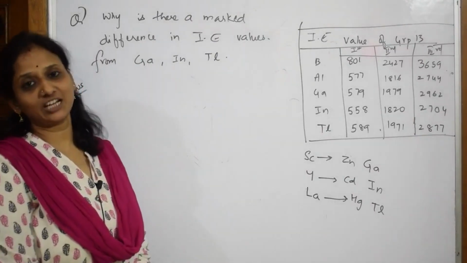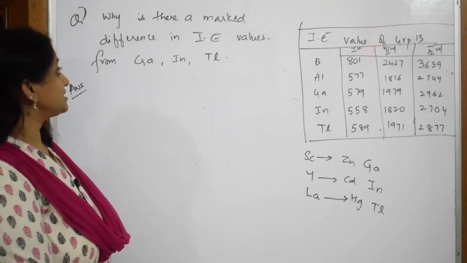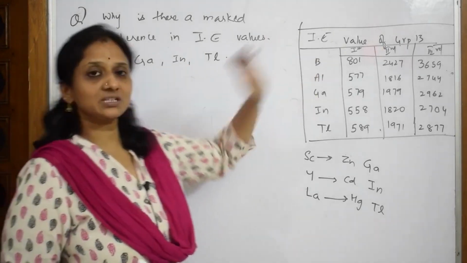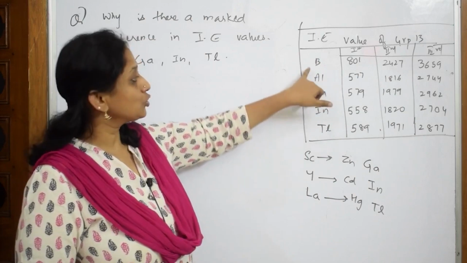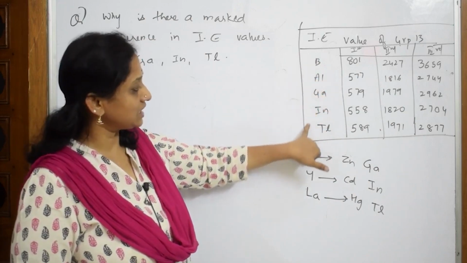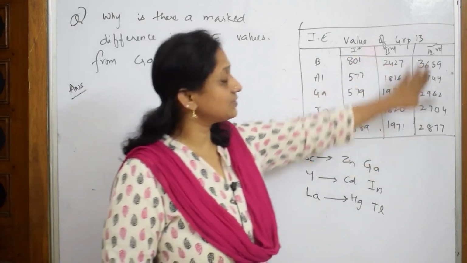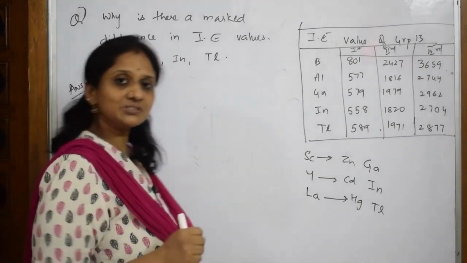One more question based on your ionization enthalpy. Let's read the question. Why is there a marked difference in ionization enthalpy values from gallium, indium and thallium? Here they've given us values. They've picked up group 13: boron, aluminium, gallium, indium and thallium. First ionization enthalpy value is given, second is given, third is given. They're asking us why is the difference in gallium? Let's see.